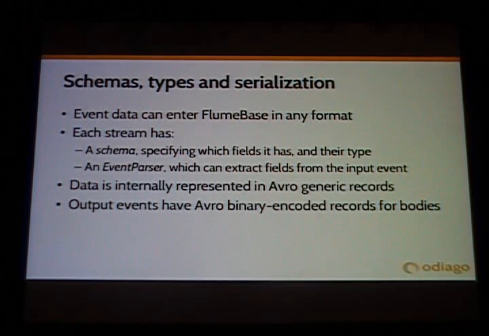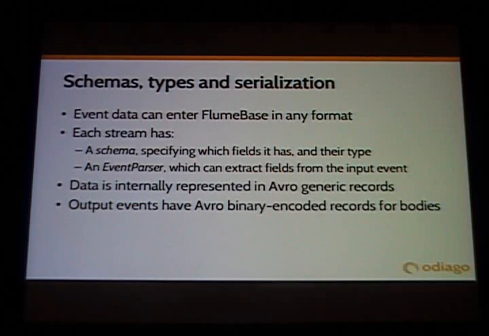So event data can enter Flume-based in any format, but that's kind of challenging to deal with all by itself. There's a schema associated with each stream, which tells us which columns we expect to be in there. So we assume that it's a roughly columnar world, but not quite actually. There are types that will handle both lists and maps within a given column, in the same way that Hive can have both lists and maps inside of a given record, in addition to just the scalar columns that you'd expect from a regular database.